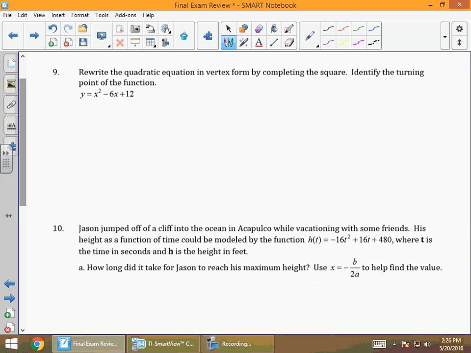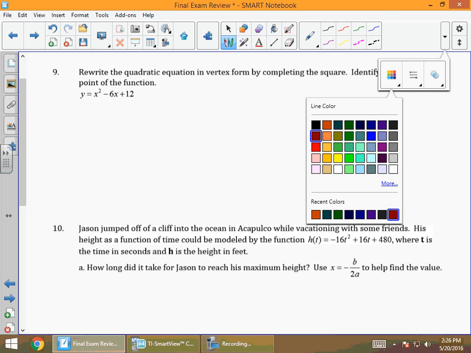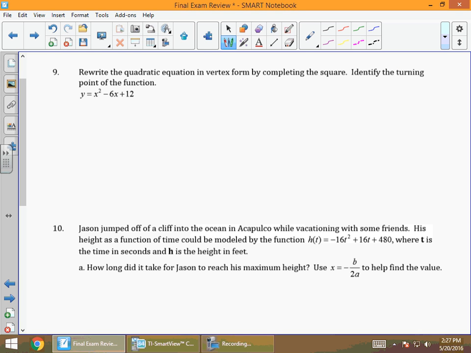Number 9 says write the quadratic equation in vertex form by completing the square. Identify the turning point of the function. So if I want to complete the square, first step is clear the constant. So I have y. I'll subtract 12 on both sides. So y minus 12 is equal to x squared minus 6x.